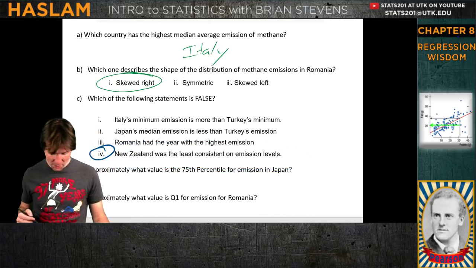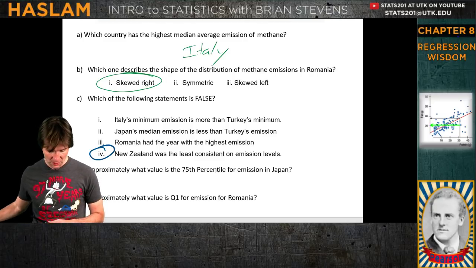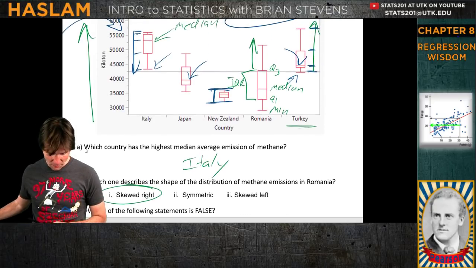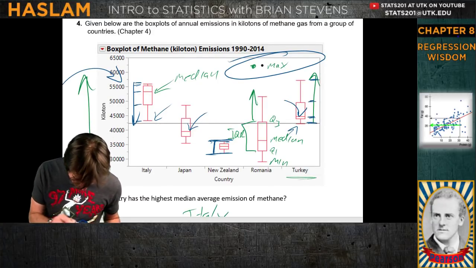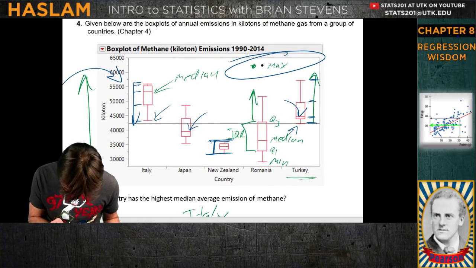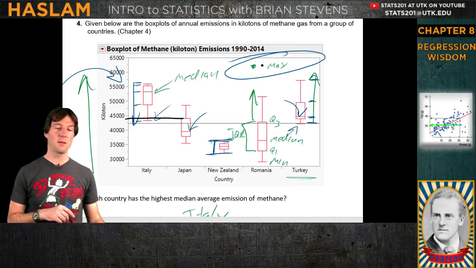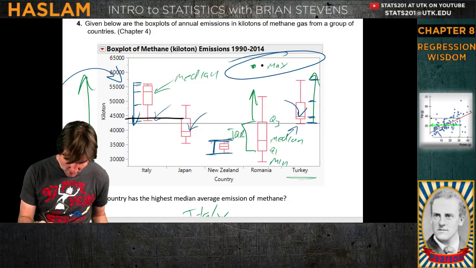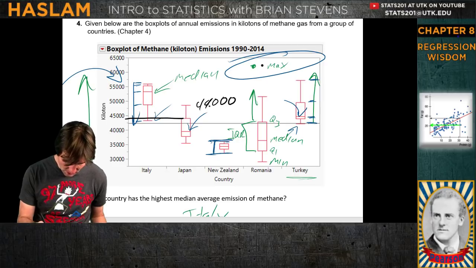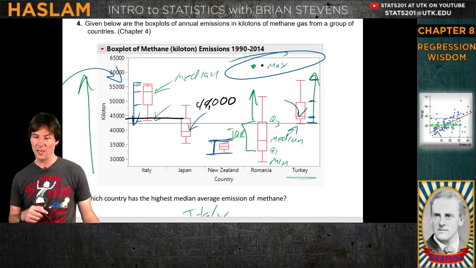Approximately, what value is the 75th percentile of Japan's emissions? So we need to know, did we mark Japan's emissions? We did not yet. 75th percentile, ooh, this is going to be a tougher one to draw. It's going right about here. That is the 75th percentile, marked by Q3, maybe 44,000 or so. Decent guess, just right there.